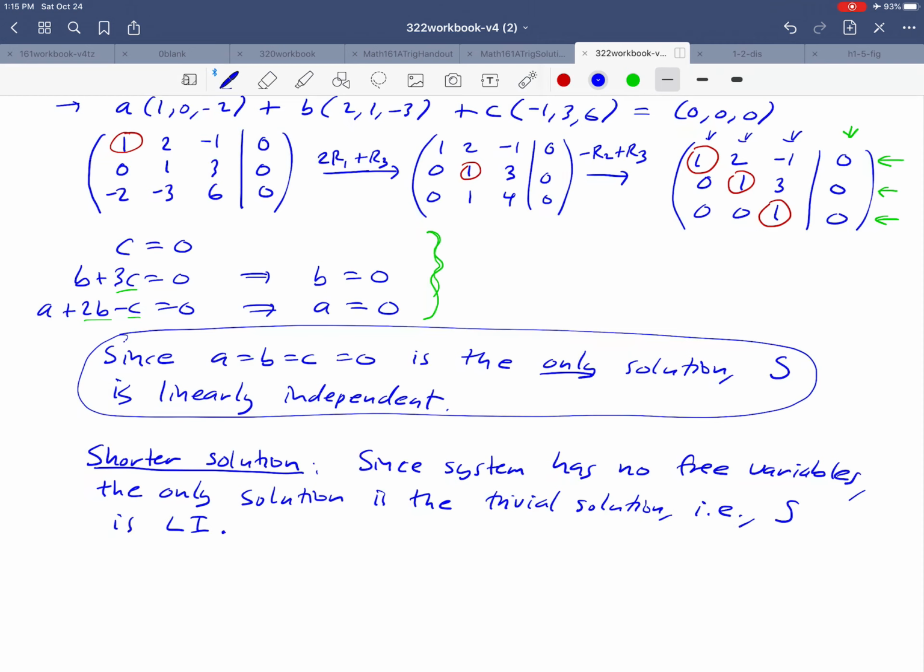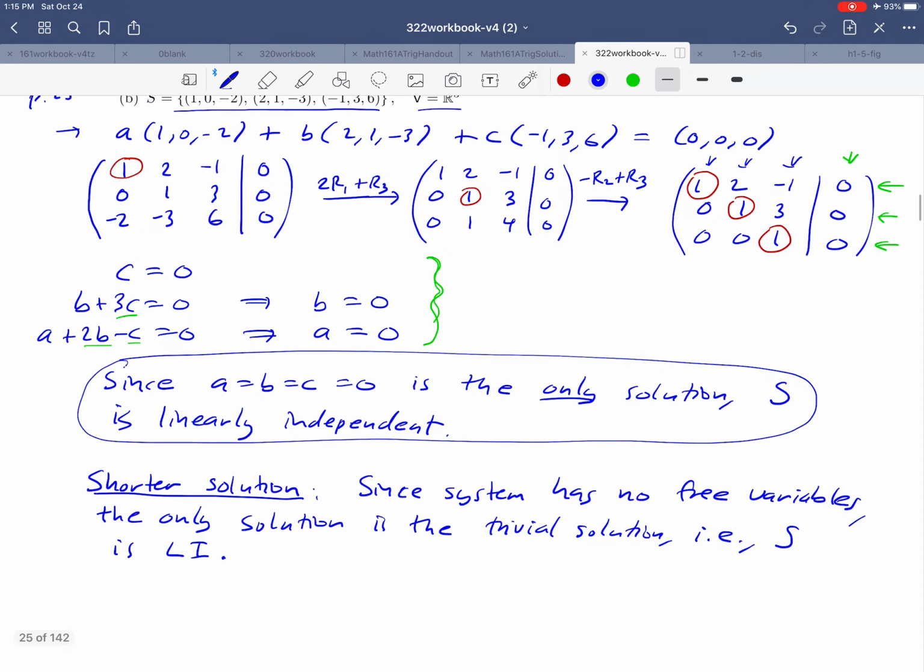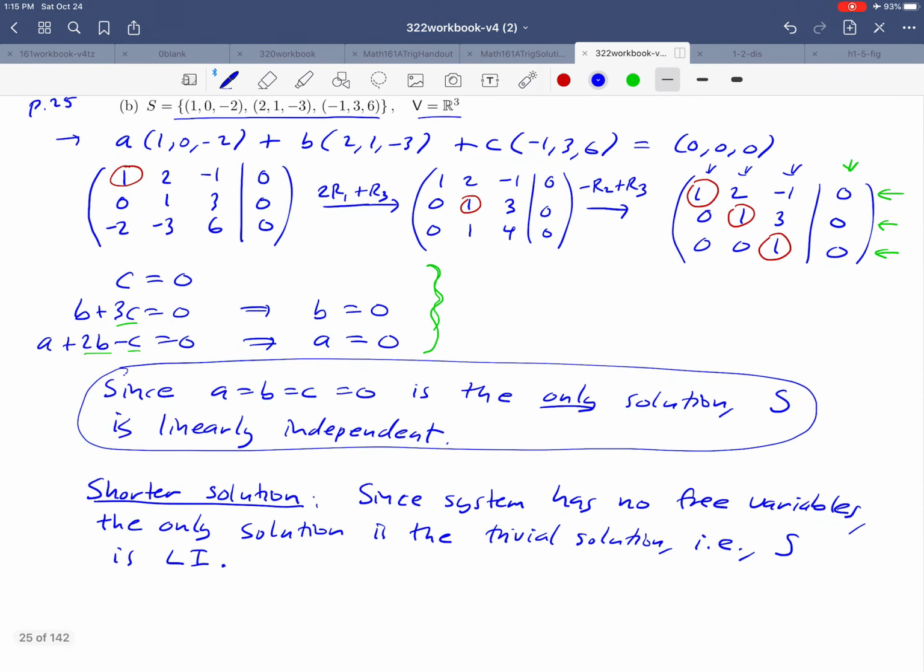As we do future problems, we may take advantage of this shortcut. We actually didn't need to do this algebra if we remember that having no free variables is always going to lead us to this solution in this situation.